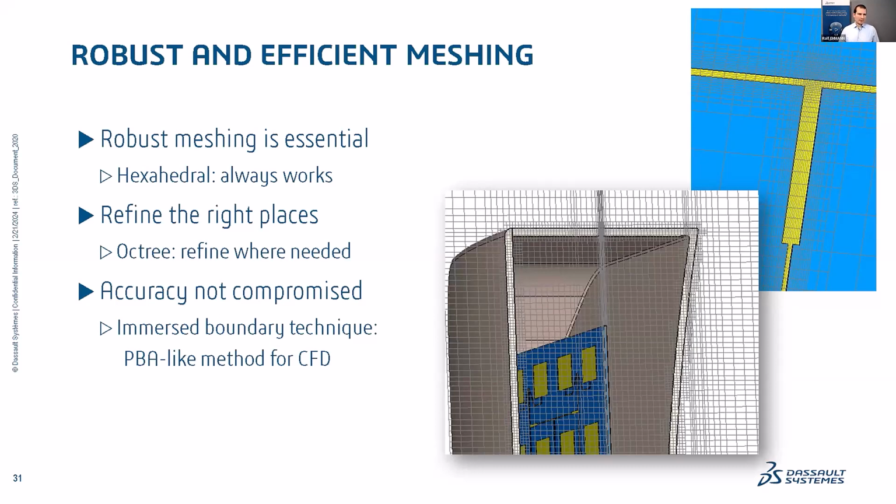This actually works very nicely with the hexahedral meshing, and with the octree hex mesh, we're able to refine where it's needed, as we can see very nicely on our slides over here, and also make sure that the accuracy is not compromised. So the CHT solver uses the so-called immersed boundary technique, which we can think of as something like PBA, perfect boundary approximation, for CFD.